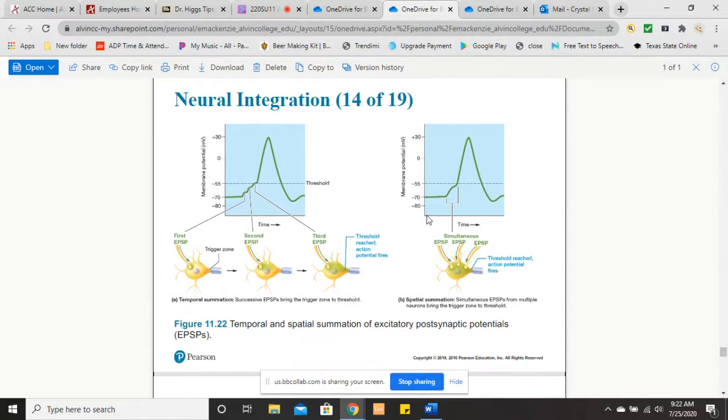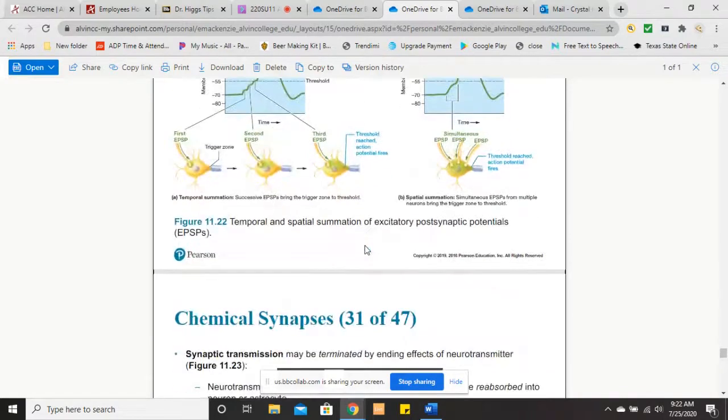In spatial summation, you're only listening to all the signals you get in one area. Like in this picture, they're listening to all the signals they're getting in this one area of the soma. That is spatial summation. Doing the same thing. Excitatory, bringing you closer to threshold. Inhibitory, pulling you away. And once you're done listening to everyone in that area, then you see where you are by the end. Whole point is, did I hit threshold or not? If I hit it, I will make my action potential. If I do not, I won't.